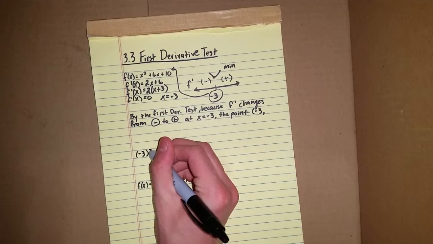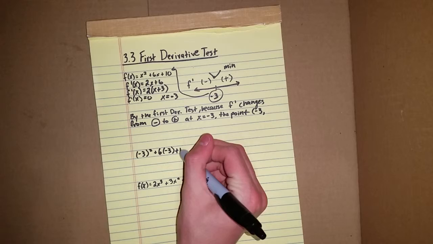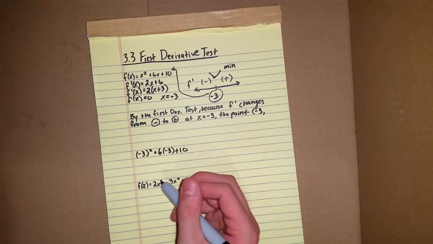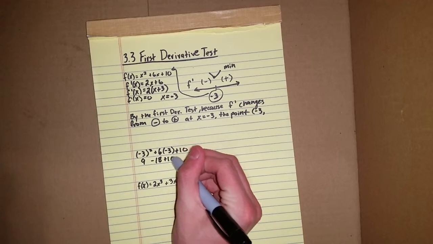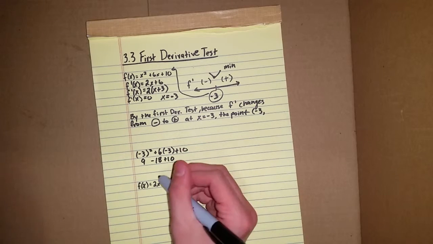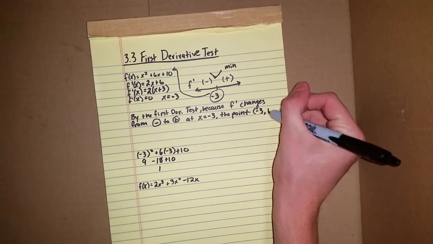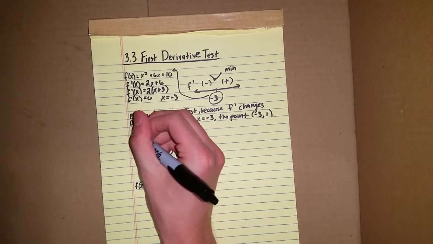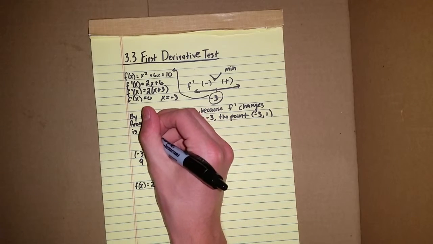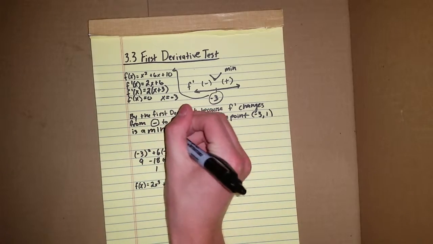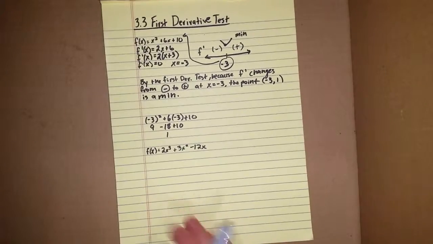Negative 3 squared plus 6 times negative 3 plus 10. And that's 9 minus 18 plus 10. That's 1. So negative 3, 1. The point negative 3, 1 is a minimum. And that's it. So let's do this next problem down here.